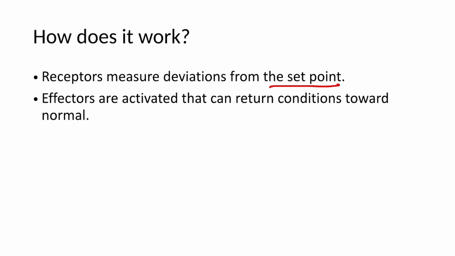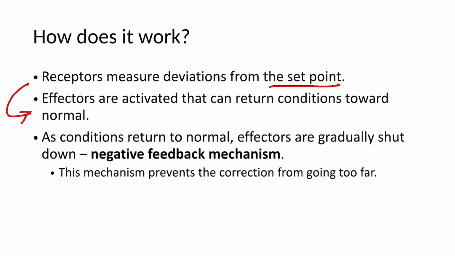And if the receptors bring back information that our body temperature is higher or lower than the normal, then it will start talking to the effectors. When the effectors are activated, they will work really hard to respond. Okay, they will elicit a body response. And then, as conditions are returning to normal, effectors are gradually shut down. Okay, they cannot be turned on forever, otherwise it can't be good for our body as well. And that is known as negative feedback mechanism.